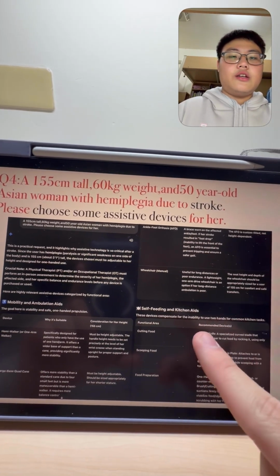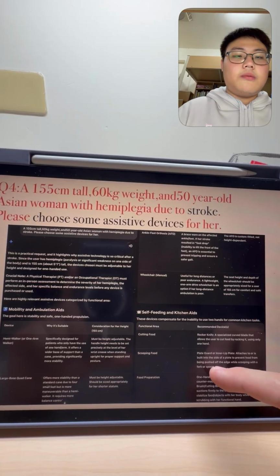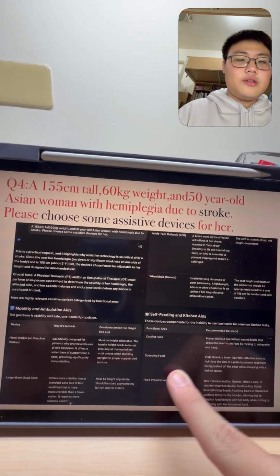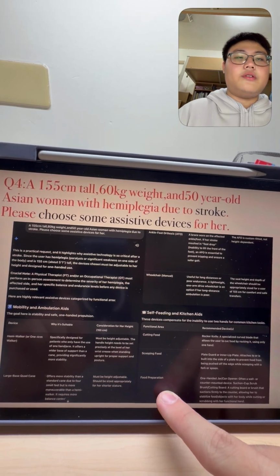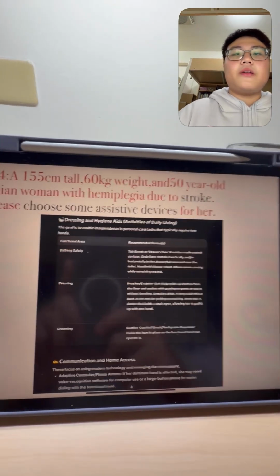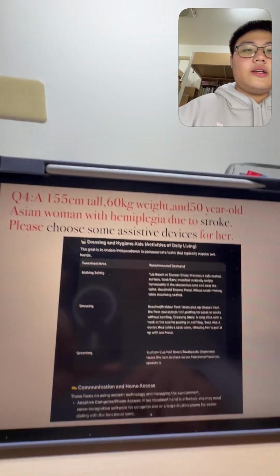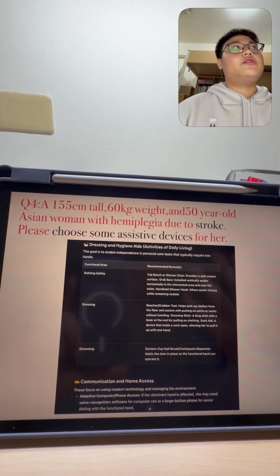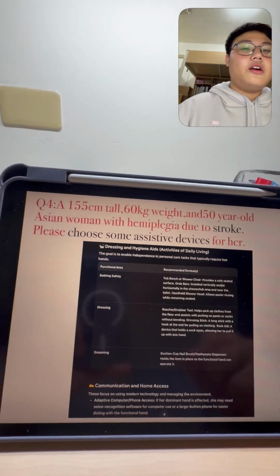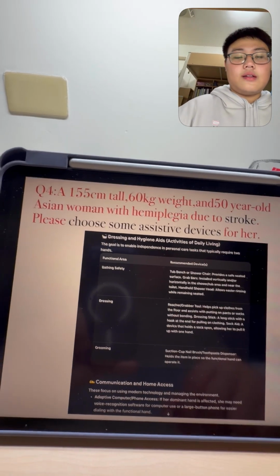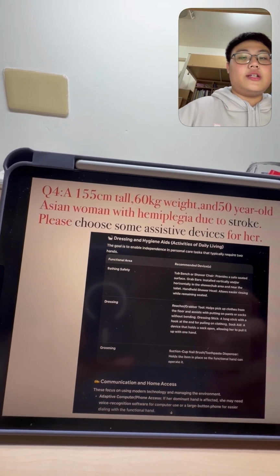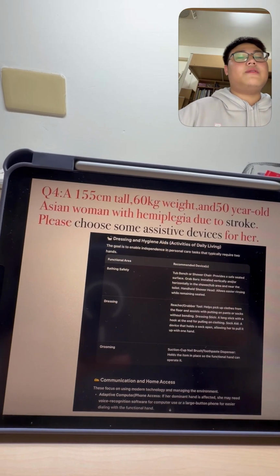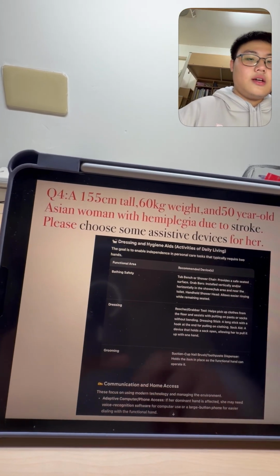And for self-feeding and kitchen aids, these devices can help her with cutting food, scooping food, and food preparation. Okay, and dressing and hygiene aids are for activities of daily life, just like how she eats, as we mentioned before. There is bath safety assistive technology to help her, and dressing devices to help her dress, because her dressing function is not very good, and grooming.